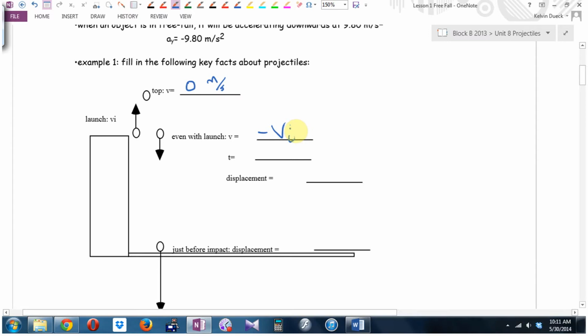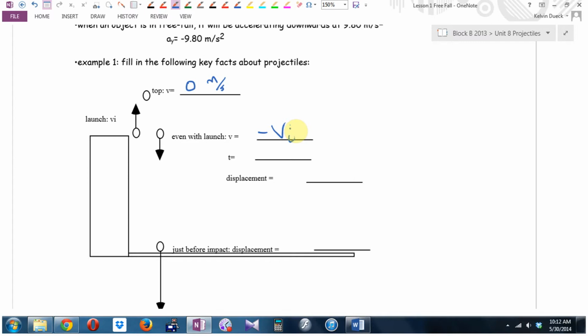Now, if it's allowed to fall further, then it's going to speed up in the negative direction more and more. But I do know, you know what we said? What goes up must come down. That's kind of how we remembered it. When it gets back to the same height as it started from, it's going to be going the same speed. Velocity will be in the negative direction.